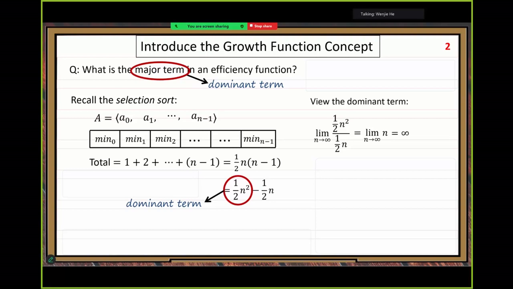So that's why we can ignore all the minor terms. We only keep the major term, the dominant term, when we want to simplify our efficiency functions. That's the first round approximation. So we do approximation. And as a result of the first round approximation, we simplify the representation. We simplify it, but we do not throw away too much, right? Very little.